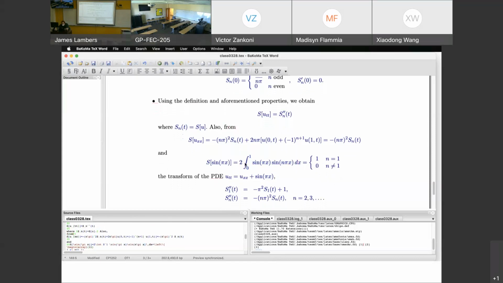So now, the transform of the PDE can be completed. Here's our PDE, repeated. For the time derivative, we get S1 double prime. For u_xx, we get minus pi squared S1. This first line is just for the n equals 1 case. So from the source term, sine pi x, in the n equals 1 case, we're going to get an extra term of 1.